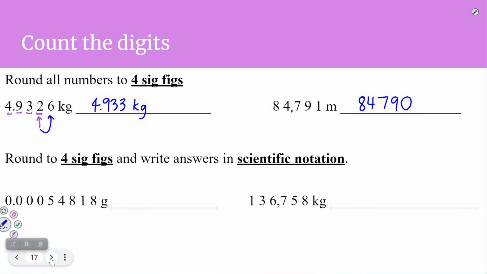Remember, the 0 here is not significant because it is a trailing 0 and there are no decimal places anywhere. So that is a perfectly fine placeholder 0 to stick there, and it is not significant.